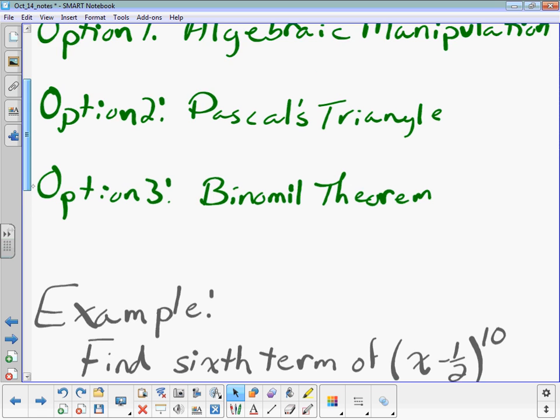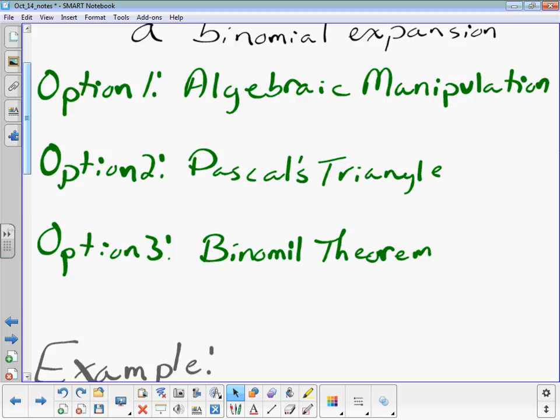So what are our options? Option 1, we can do algebraic manipulation. We can multiply x minus 1/2 to the 10th power all the way to the very end, and then find that middle term, the sixth term. Option 2 is we can use Pascal's triangle and expand the triangle all the way down to the row where the second number is a 10, then use our pattern to figure out the sixth term and write it down.